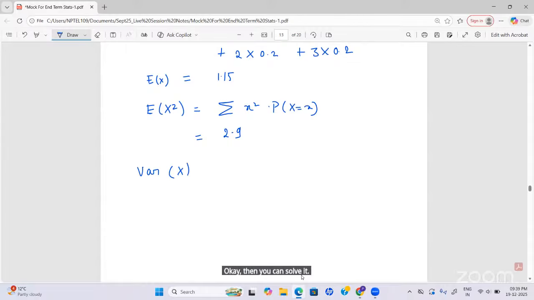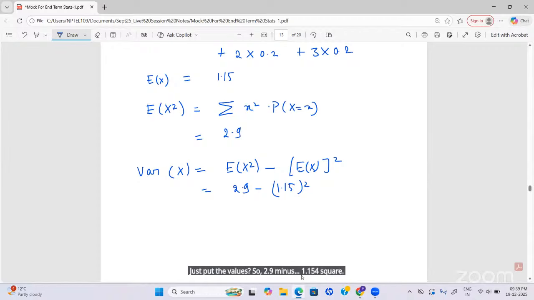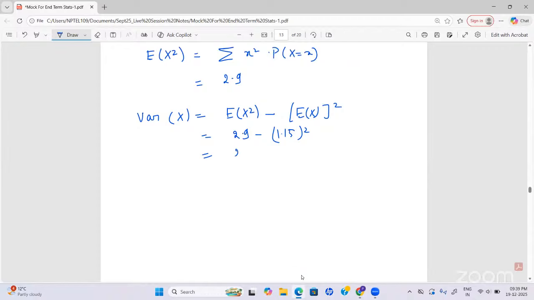So variance of x will be expectation of x square minus expectation of x whole square. Just put the values. So 2.9 minus 1.15 whole square is 1.5775. If you convert it to two decimal places, it will be 1.58.